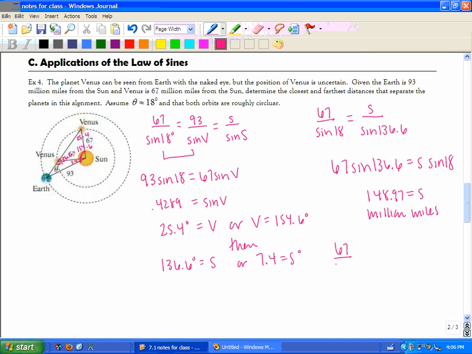Your other option would be 67 sine of 18 equals S over the sine of 7.4. So 67 sine 7.4 equals S times the sine of 18. If you divide that out, you get 27.92 million miles. That would be in the closest orbit. So Venus's two positions could either be 149 million miles away or like 28 million miles away.